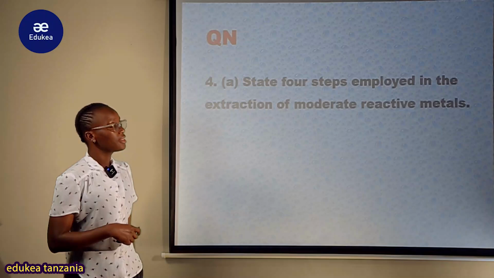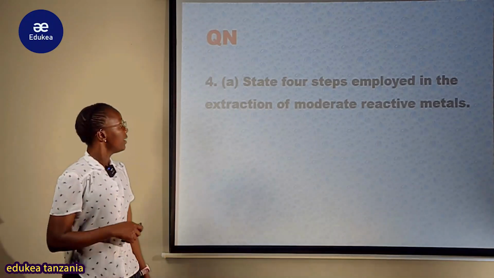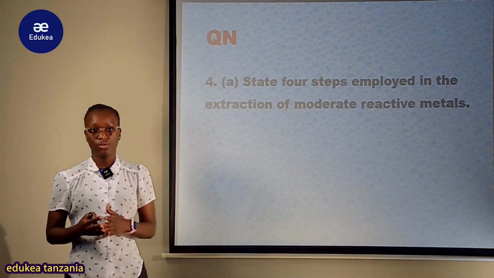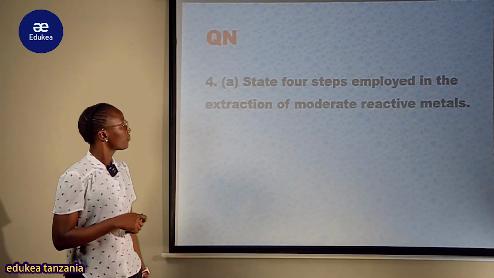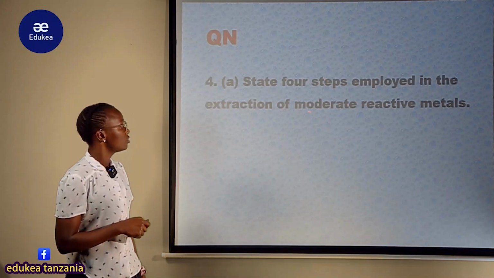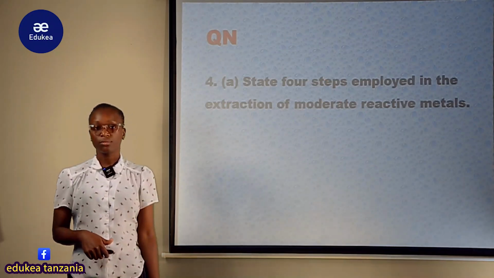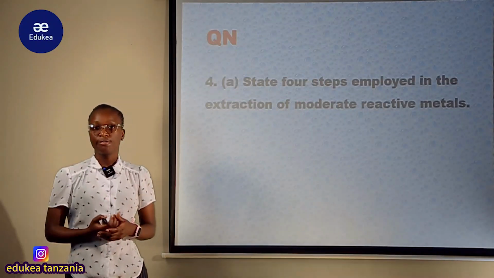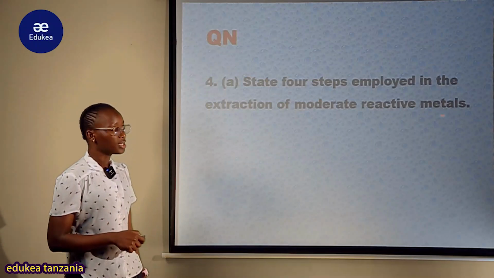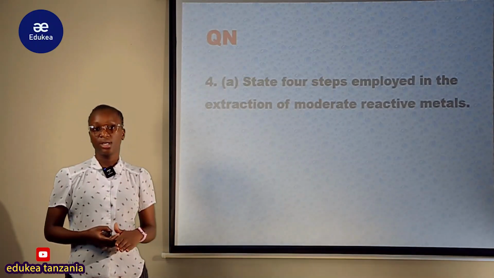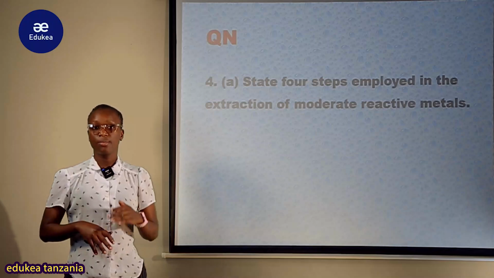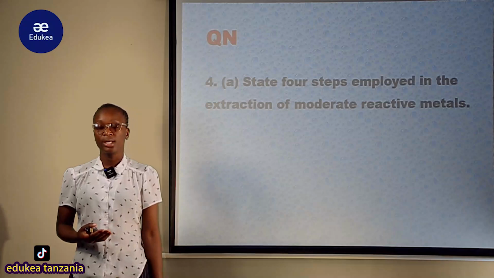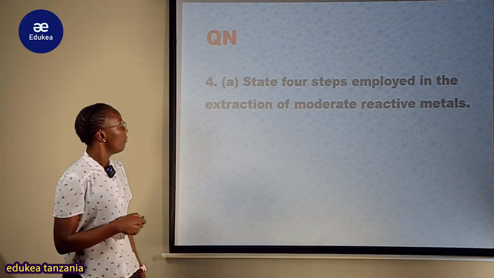So my student, another question, the question number 4. The question number 4 has part A and part B also. Therefore, part A states that state 4 steps employed in the extraction of moderate reactive metal. Kwamba hapa unatakiwa state 4 steps ambazo zinatumika katika extraction of metal. For instance, hapa amekuambia moderate reactive metals, zile metal ambazo ni moderate. Not highest wala not the least one, moderate. So you have to state those 4 steps ambazo zinatumika au zinakuwa employed wakati wa kufanya hii extraction of metal.